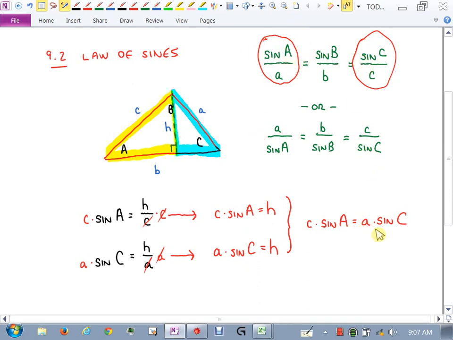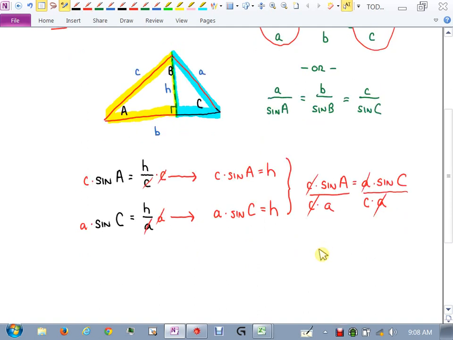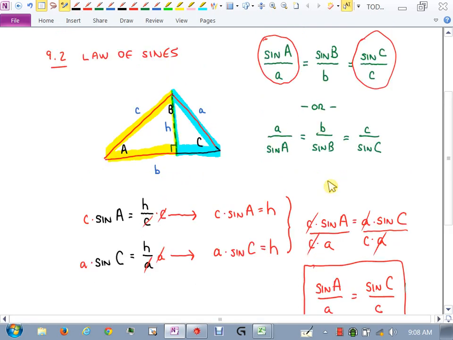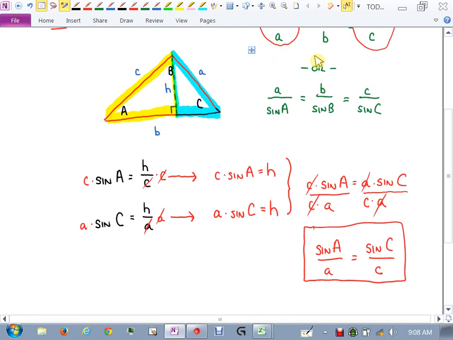So what I can do here is divide both sides by A. If I divide both sides by A, the A's cancel. And then simultaneously divide both sides by C. The C's cancel here. So what you're left with is sine A over little a must be sine C over little c. And that's our first little equation for law of sines, the ones I circled up there. Do y'all see that?